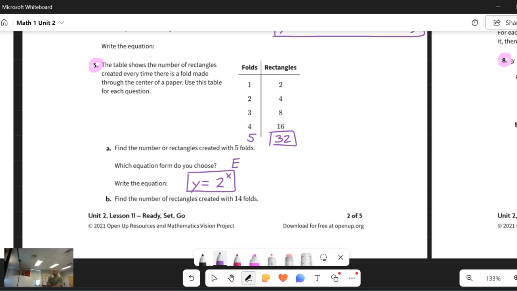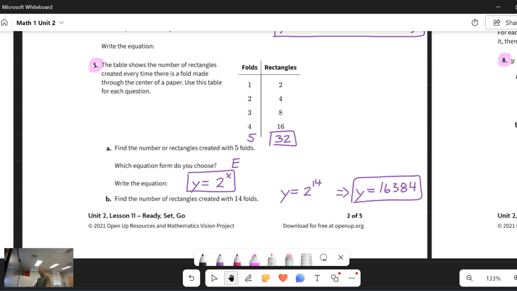Now, it does ask us in part B, find the number of rectangles created with 14 folds. We can go through and do that. I actually missed that when I was doing my answer key for it. So we're going to say, all right, y is equal to 2 to the 14th power. And luckily, just keep a calculator always handy, this is going to come out to be y is equal to 16,384 folds. Awesome.